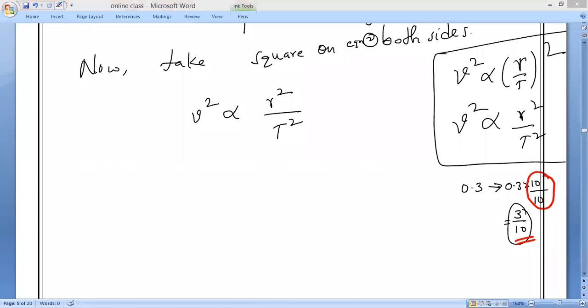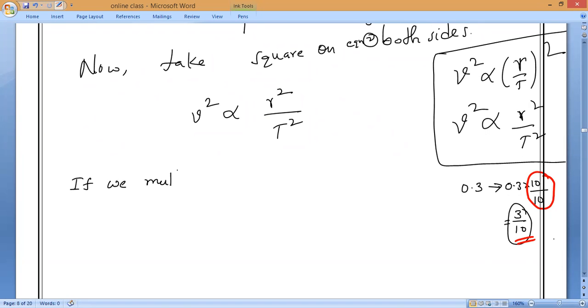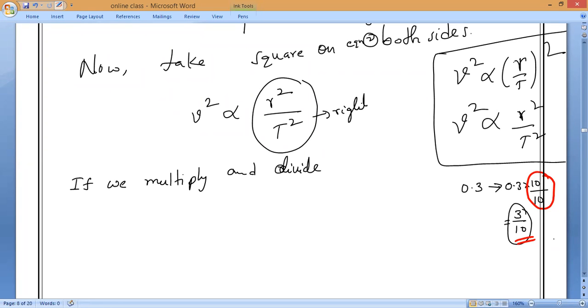Now, if we multiply as well as divide the right side of this relation by r, all of you do that and tell me how it will come. The same principle I am applying. If we multiply and divide, only which side, right side or left side? Right side. If you multiply and divide, only the right side of this relation by r.